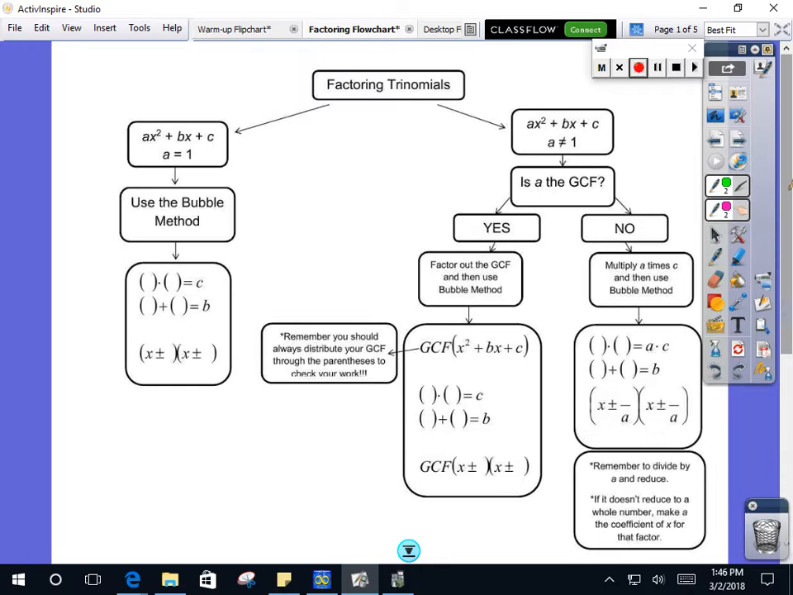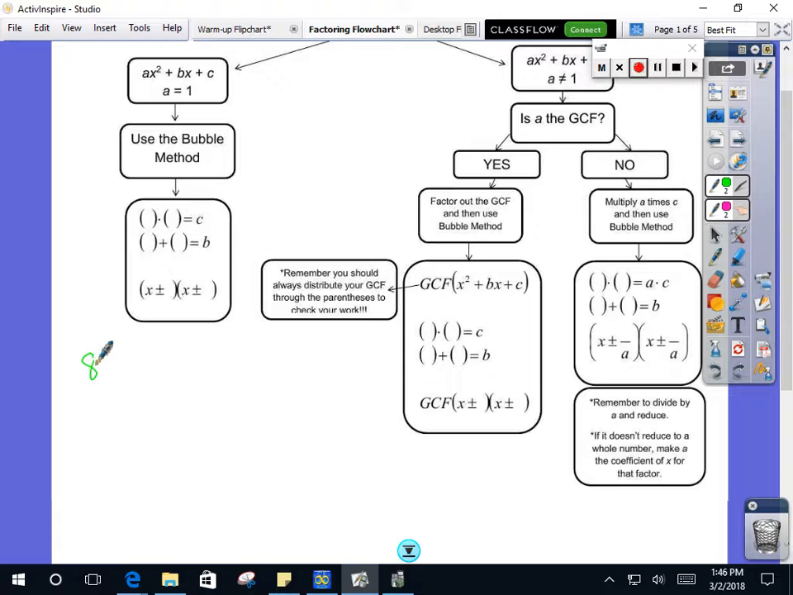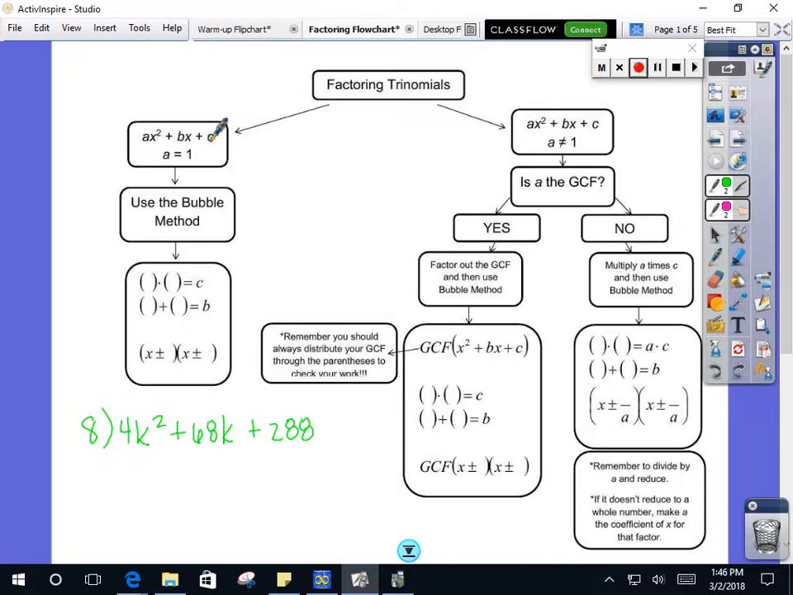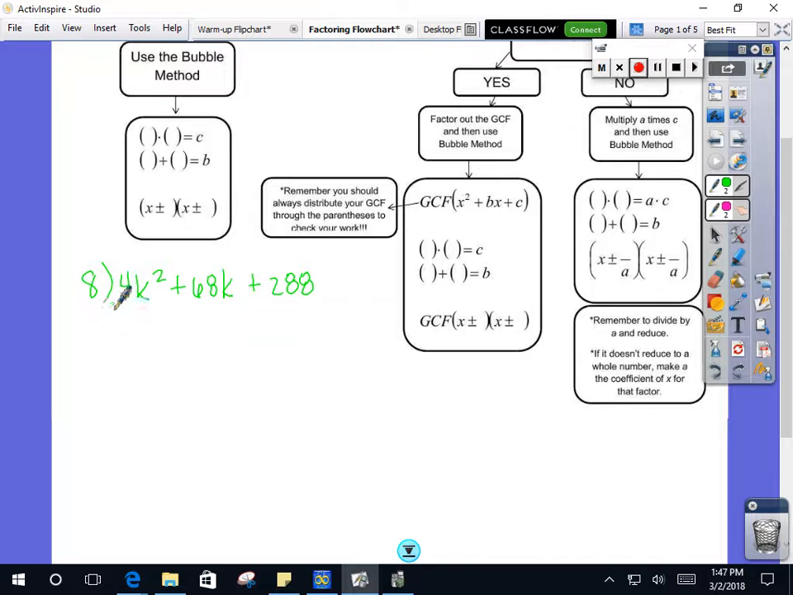Okay, number 8 is 4k squared plus 68k plus 288. Okay, is the a equal to 1 or not equal to 1? Not equal. Is the a value a GCF? Does 4 look like it'll divide out of all 3 of those? Let's try. If you're not sure, you can just try.